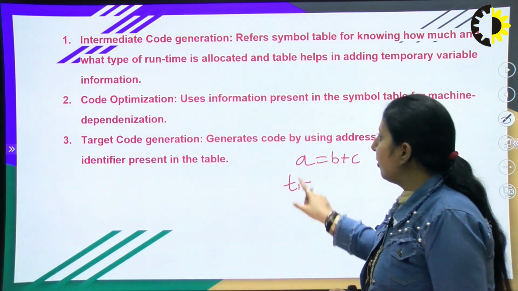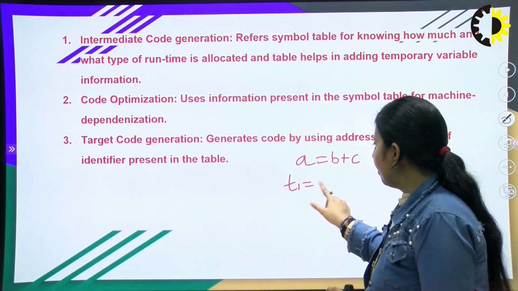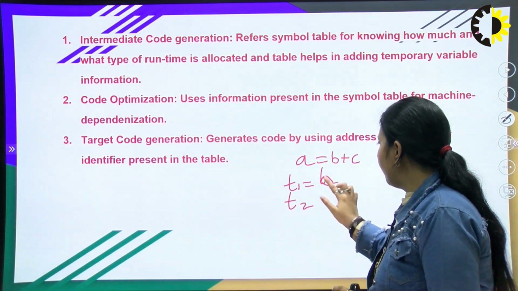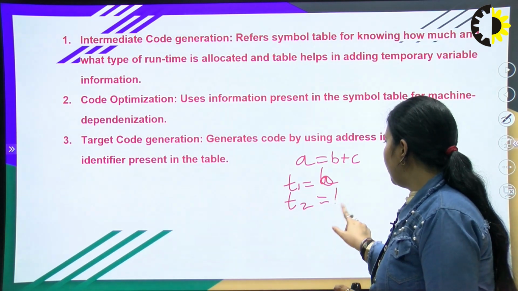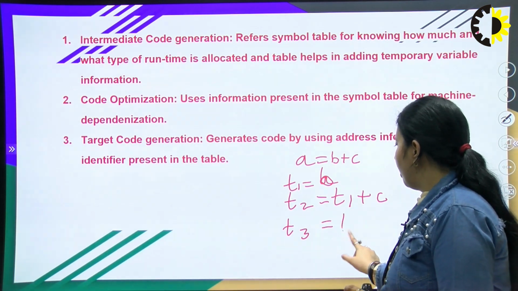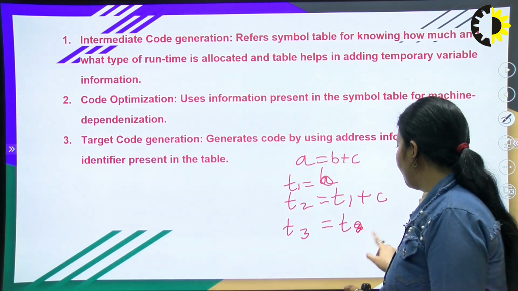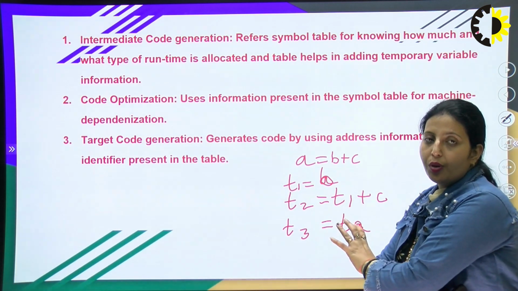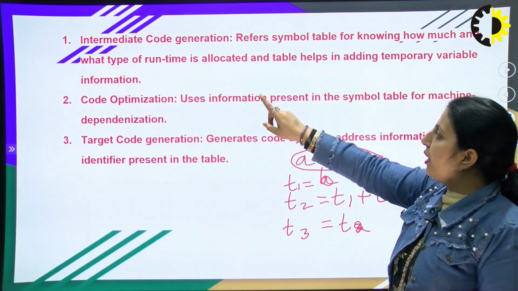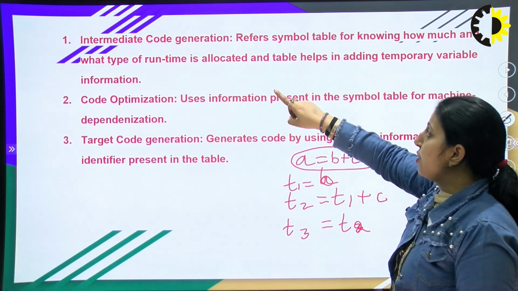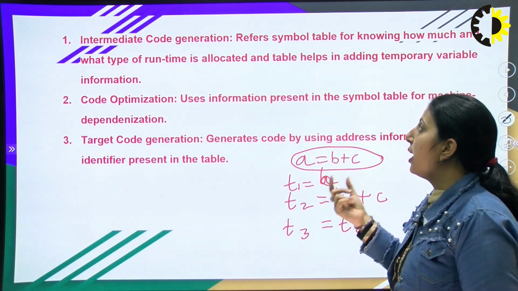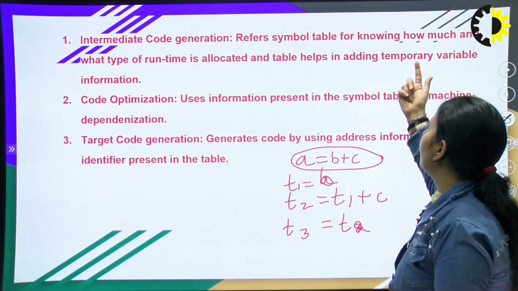So, now we are generating intermediate code. T1 equals B, T2 equals C, T3 equals T1 plus T2, A equals T3. So, this is the intermediate code, or the three address code, for this particular expression. So, intermediate code generation refers to the symbol table for knowing how much and what type of runtime is allocated, and the table helps in adding temporary variables.